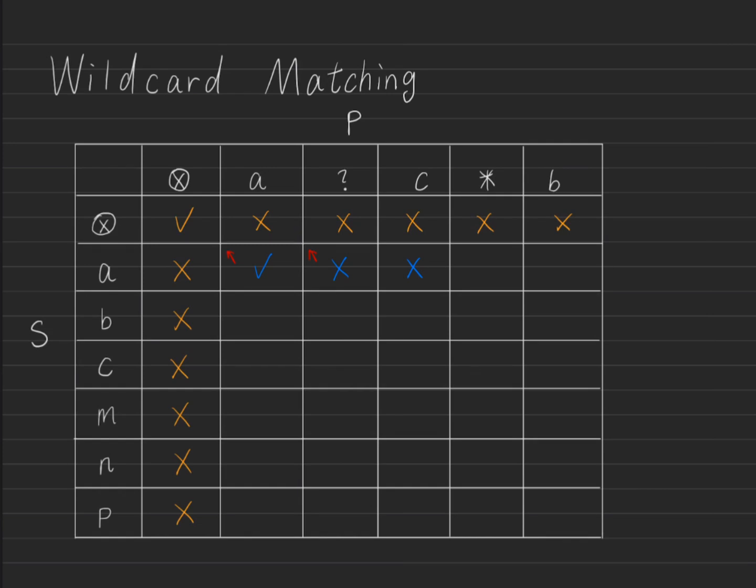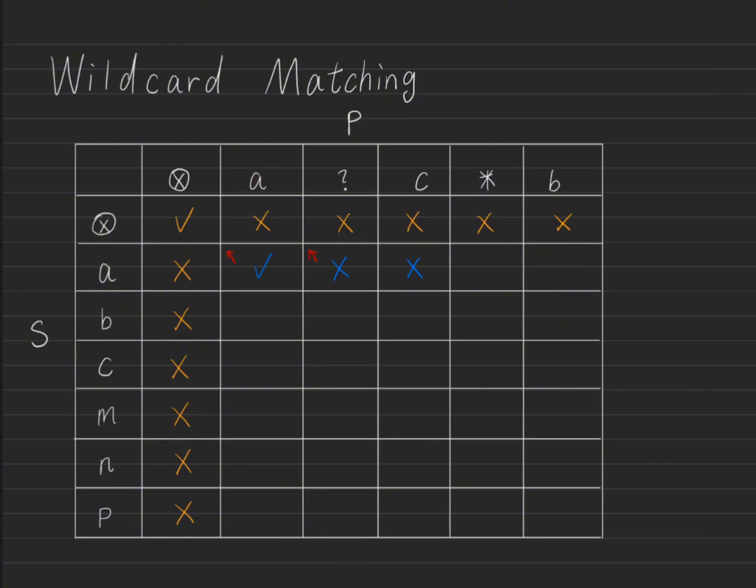First, the character A in S matches the character A in P, so we know that the addition of the character A is a match. If the previous result is a match, then we know that with the addition of the character A, the new sequence is also a match.